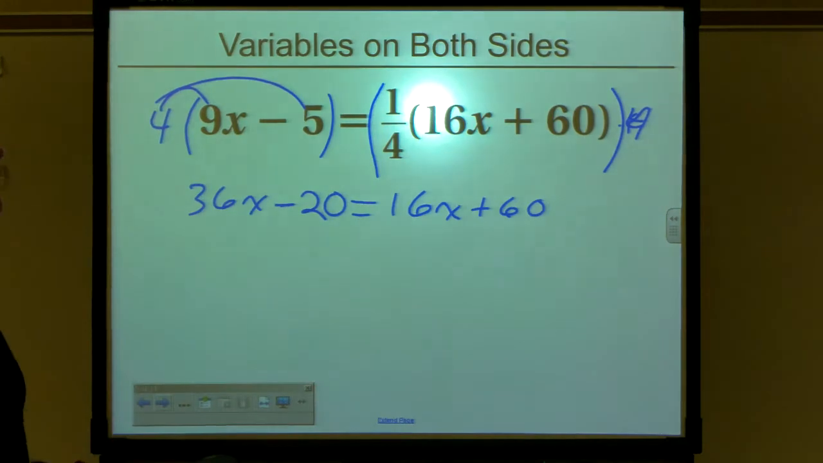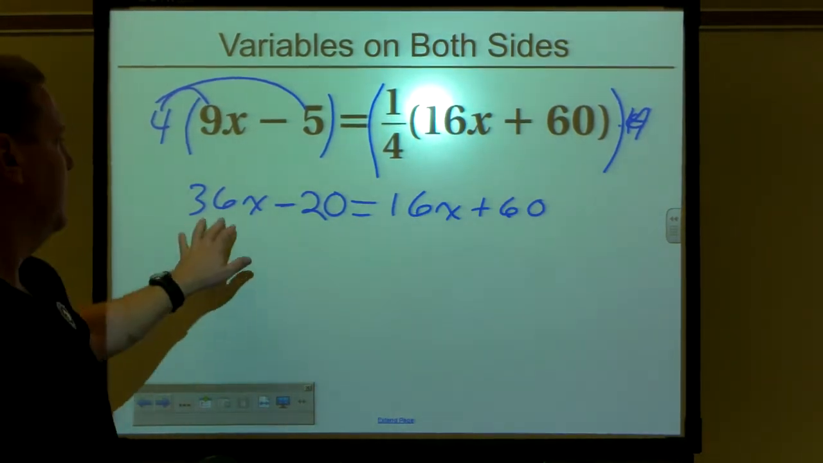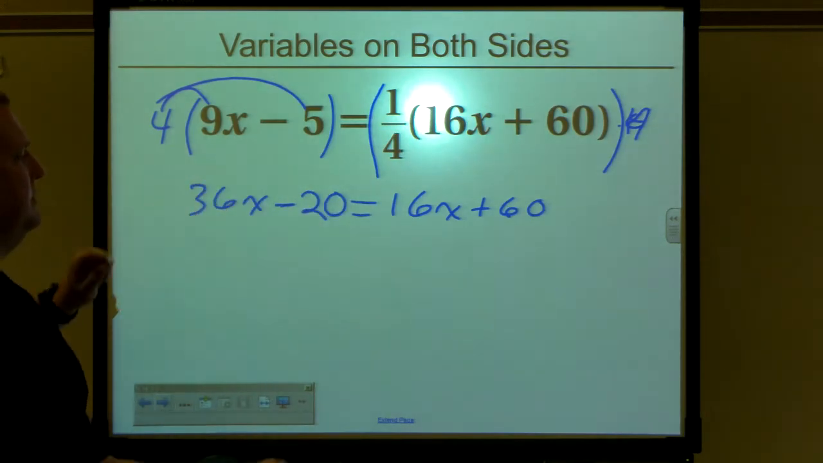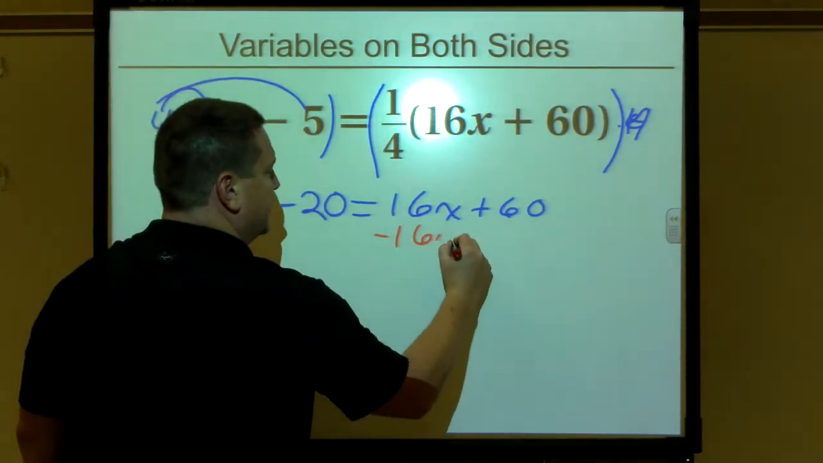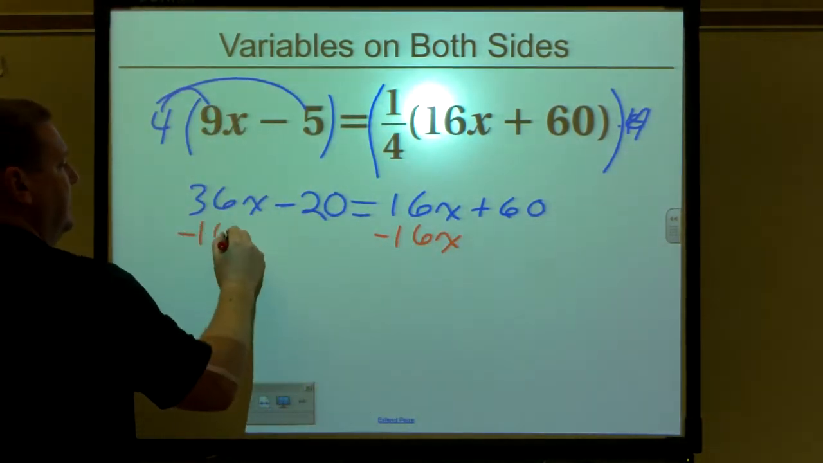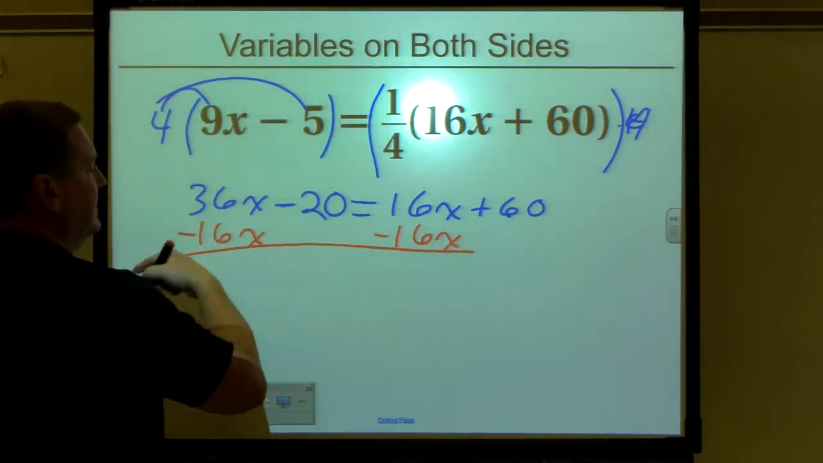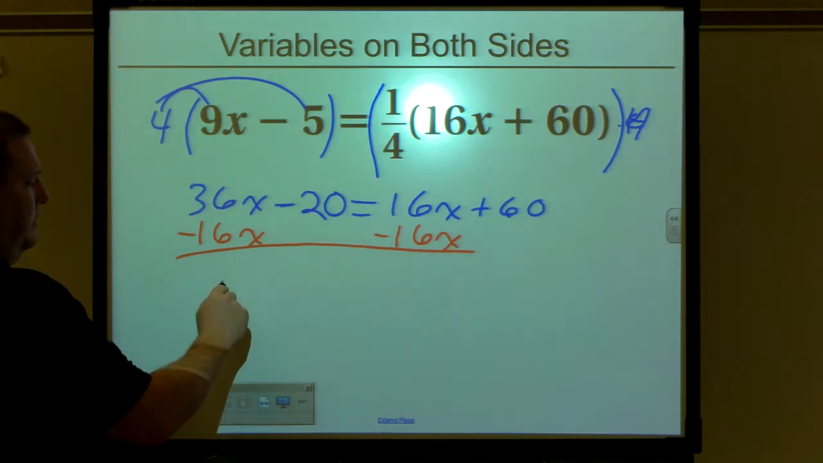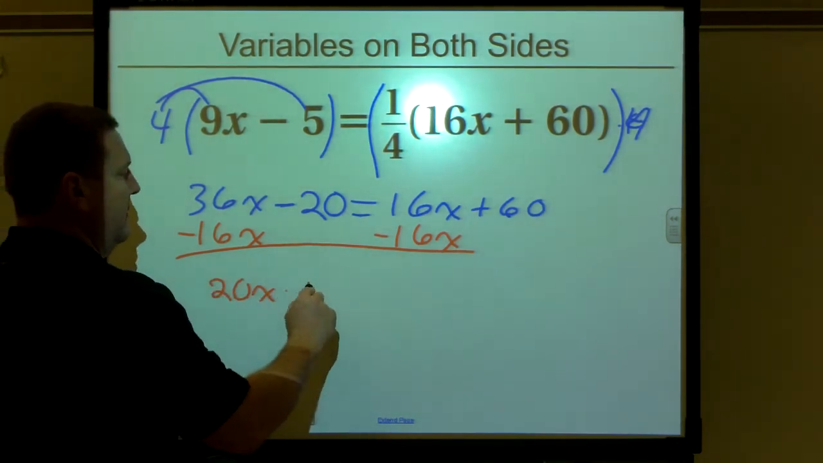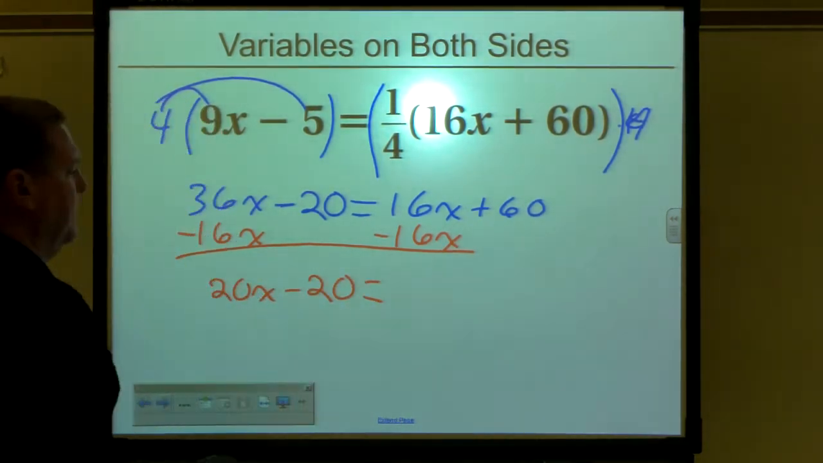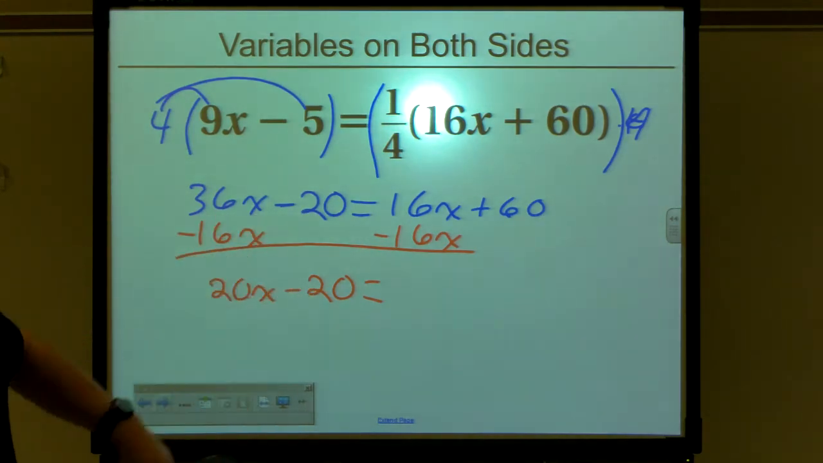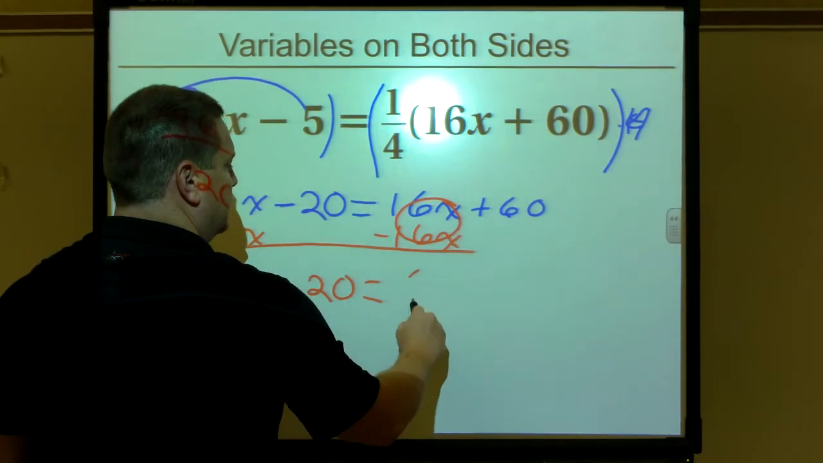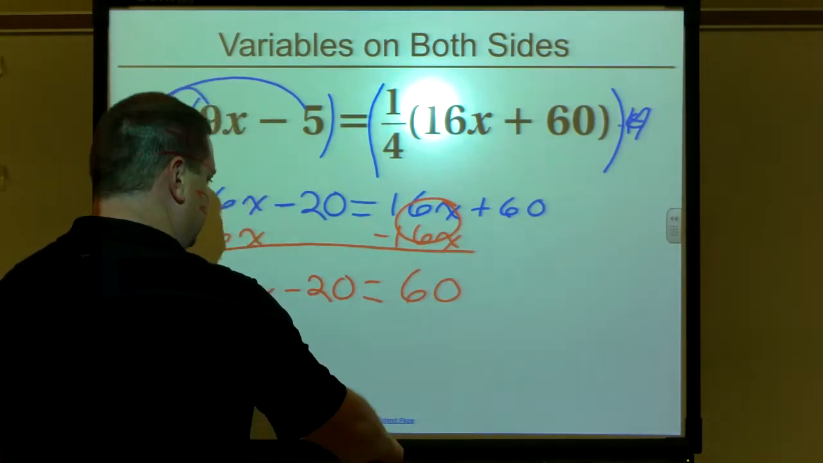Now that I've simplified both sides, I'm going to go ahead and look at my coefficients on x's. This one is smaller than that one, so I'm going to eliminate the 16x from this side. And to keep it in balance, I have to eliminate 16x's from this side. So 36 minus 16 leaves you with 20x minus 20. I didn't touch the minus 20. And 16 minus 16 is going to be 0 plus 60, which leaves you with 60.